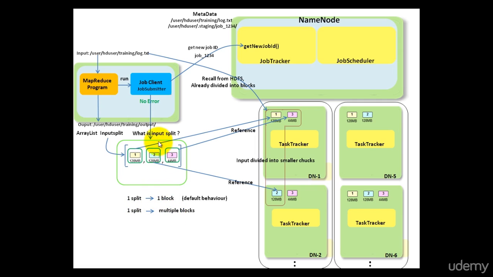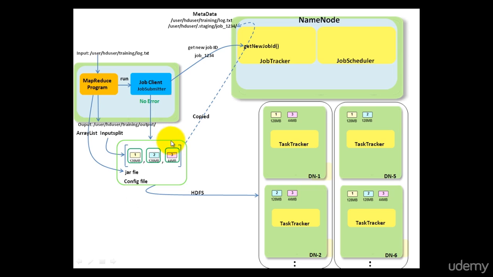After computing the input split, all the resources required to run the job are copied to the cluster. In fact, it is copied to the newly created job ID directory. Here the resources copied are the input split computed by the job submitter and the jar file of the MapReduce program. Obviously, you cannot run the program on the cluster without the jar file. Hence, the jar file is copied. Also, the config file is copied.